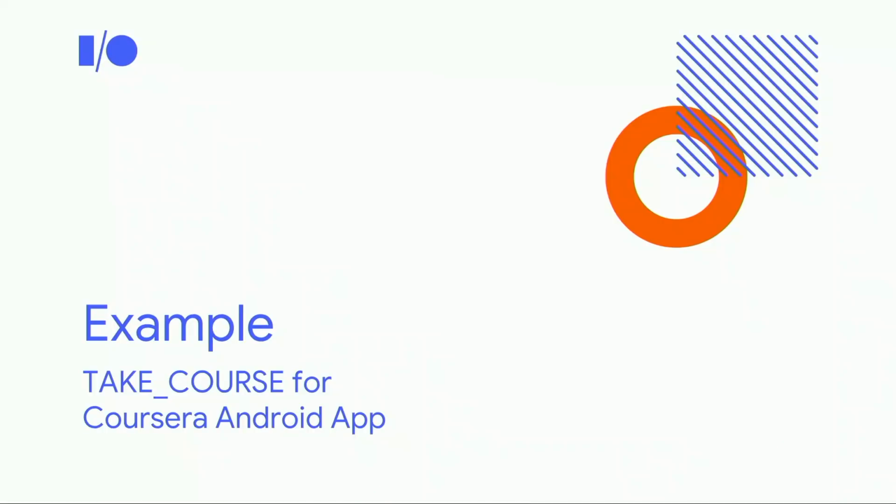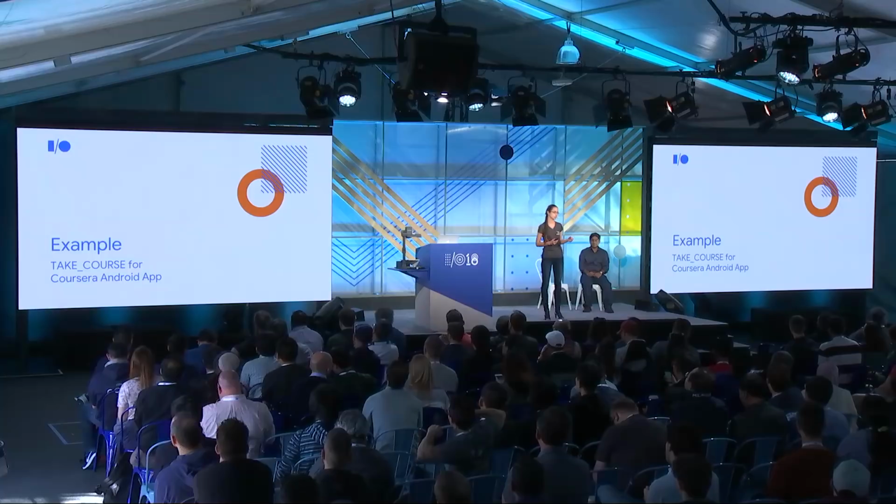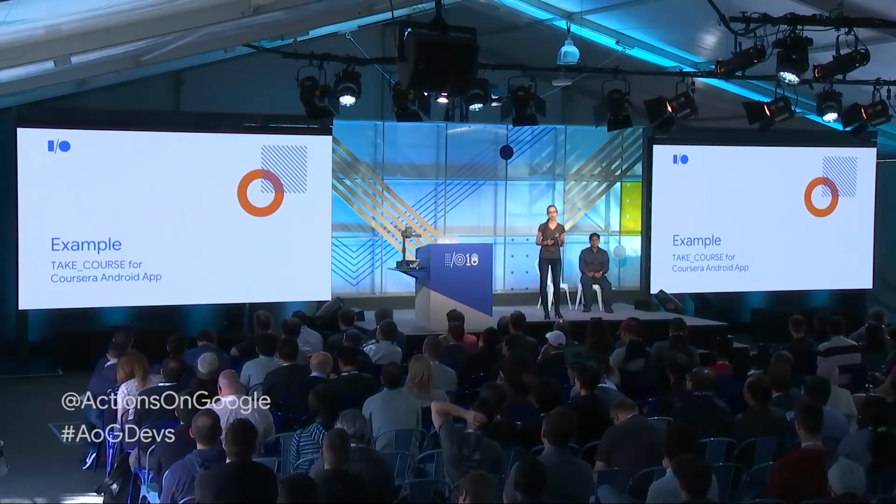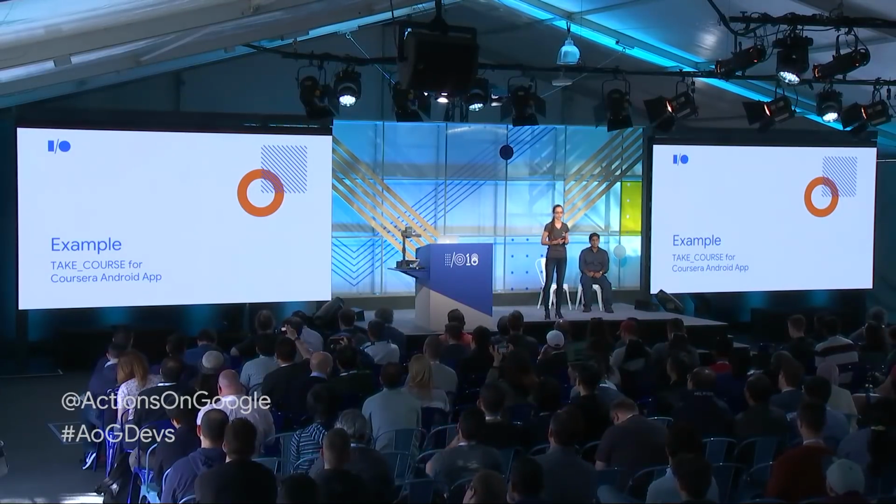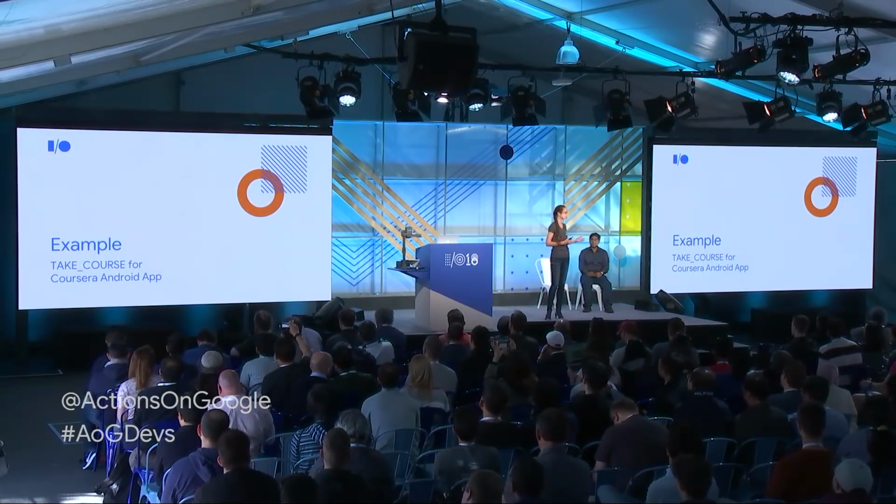So let's see an example of how this would work. And we'll use the Coursera Android app, and we'll show you how they registered for the action of take course. The reason they want to do this is so that when a user comes to Android and wants to know information about courses or education, we can ensure that the Coursera app is shown to them as a suggestion. And for this demo, we'll also show you how the suggestion will show up on the Google Assistant.